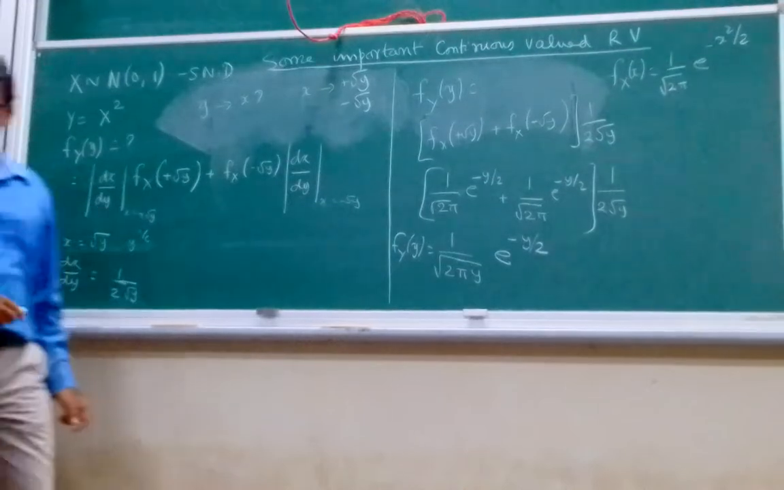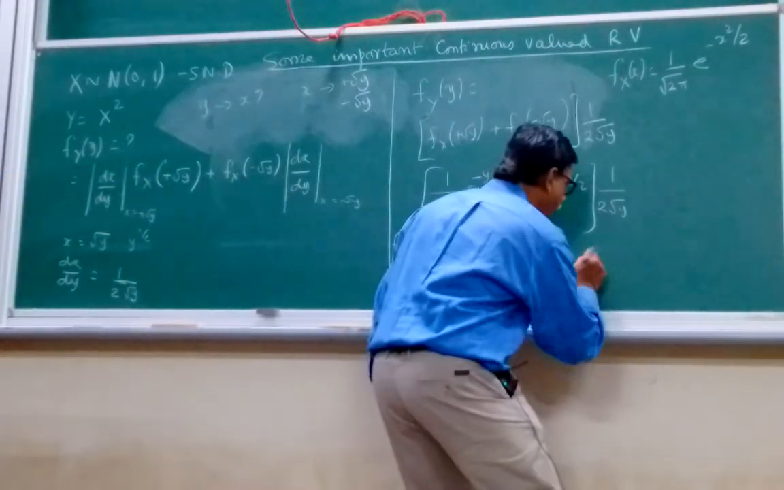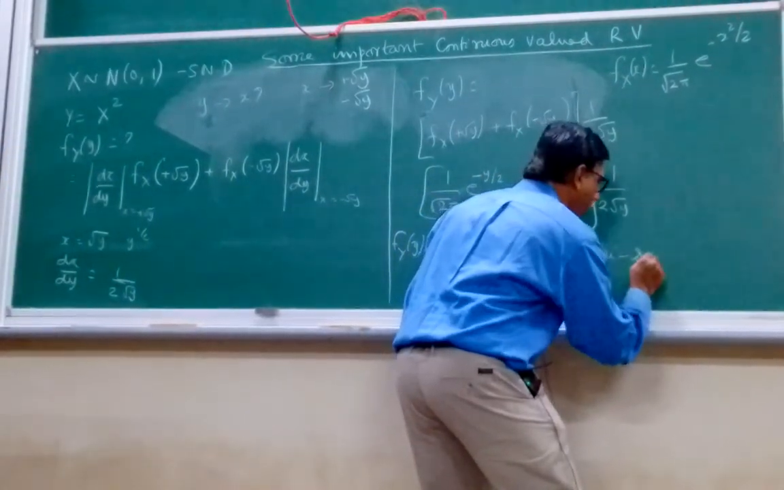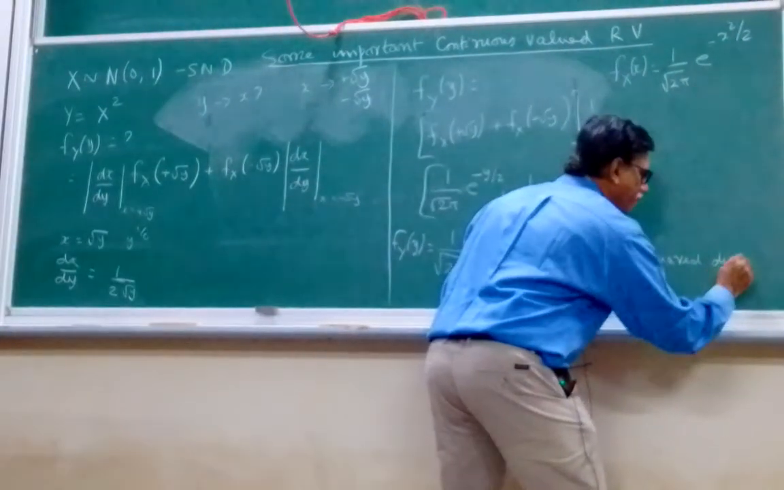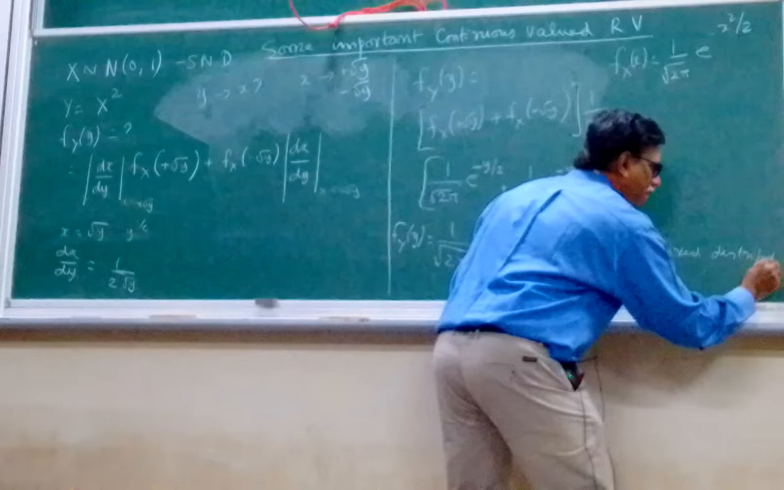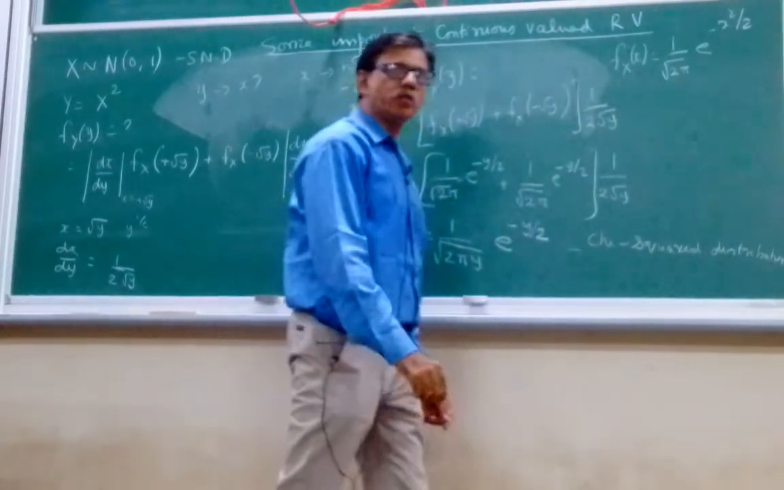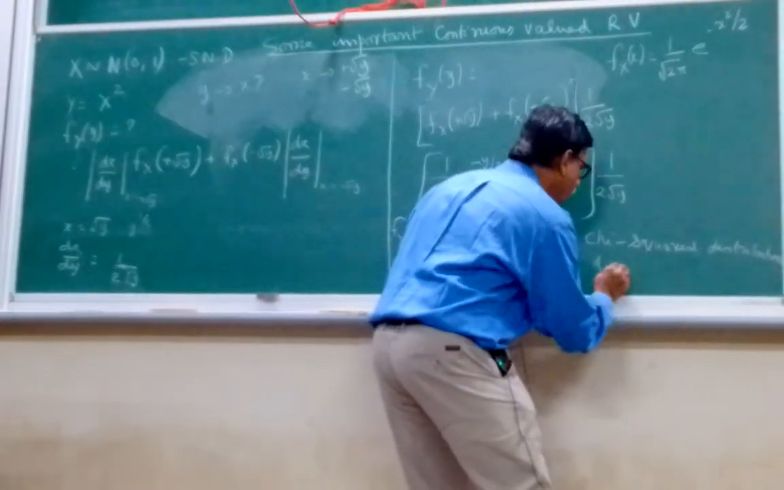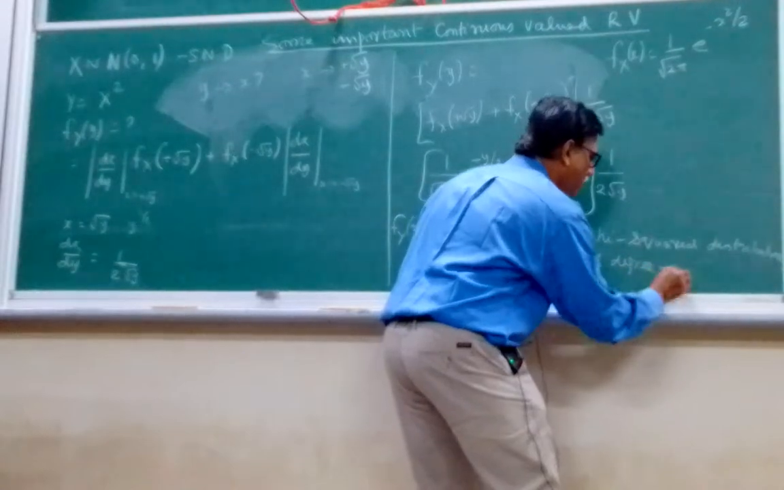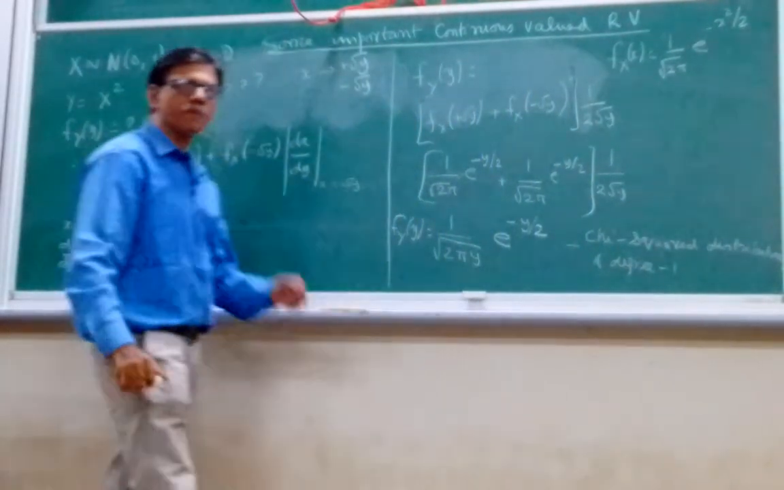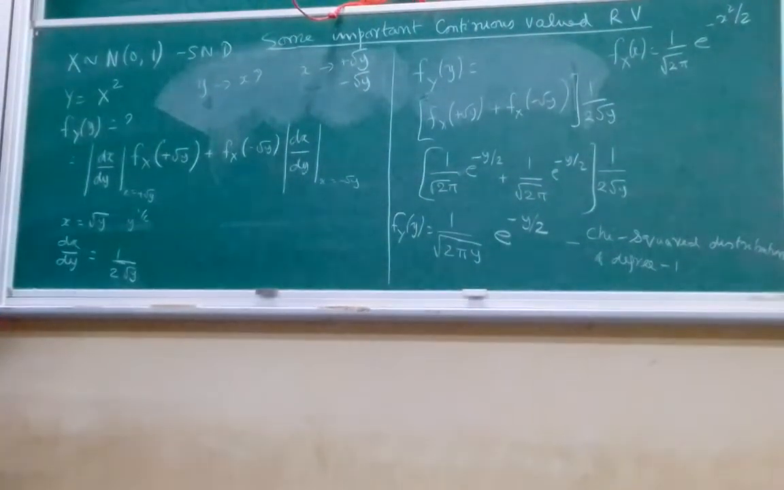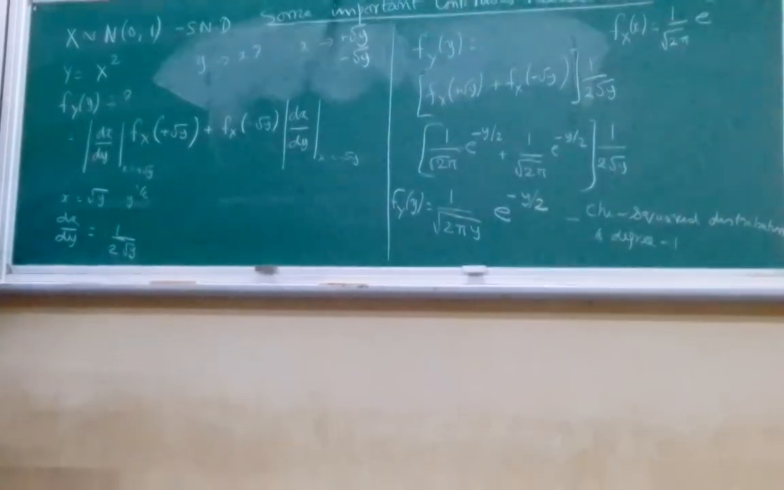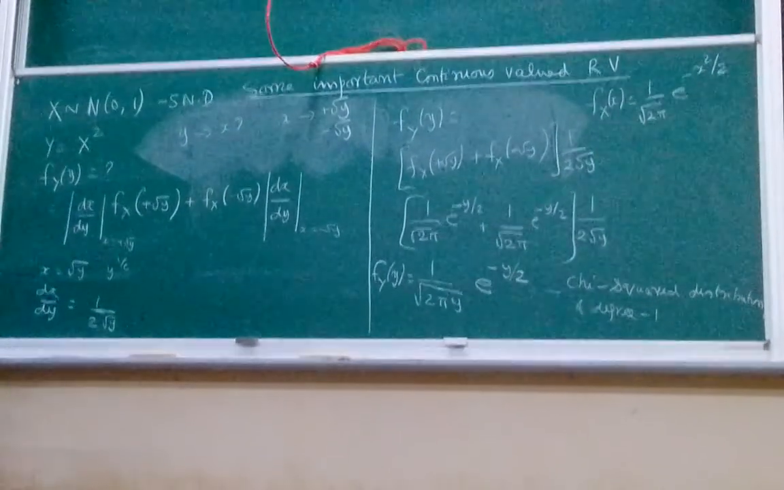So this is called the chi-square distribution of degree 1. This is an important distribution. What is it? It is just the square of a standard normal random variable.